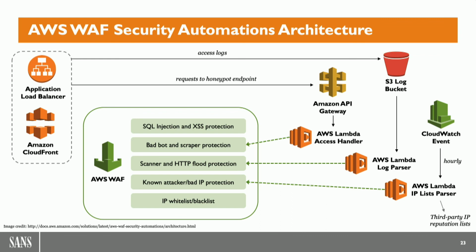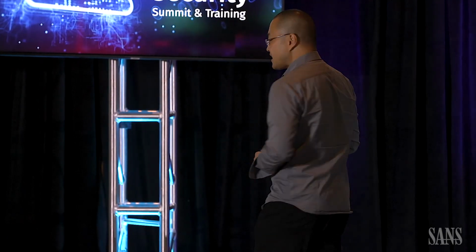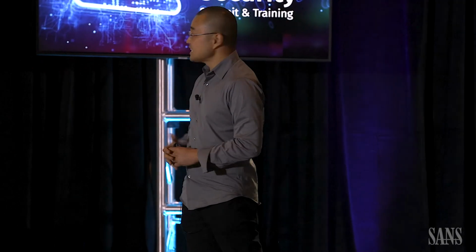What do we mean by that? Well, you might have a bad bot, somebody that is scanning your website to look for issues. In those particular cases, we have scanner and flood protection, also known IP attacker, bad IP protection. Each of those, earlier with Cloud Custodian, we saw how Cloud Custodian can utilize Lambda under the covers to kick off a function, to kick off some remediation activity. AWS WAF leverages the exact same concept.